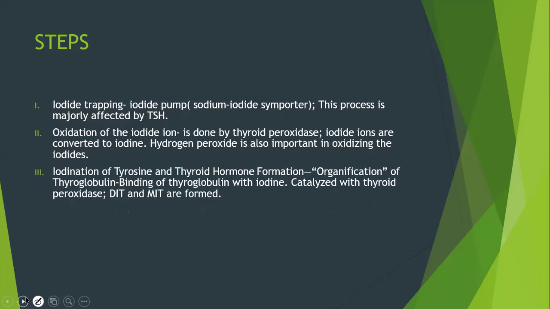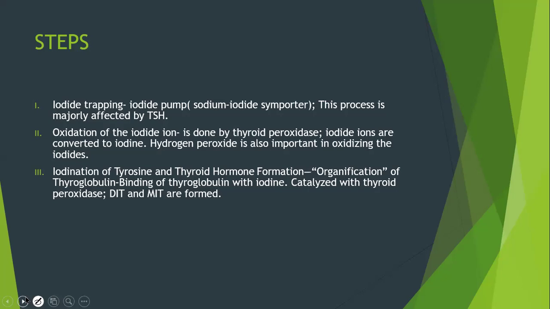Then the third one will be iodination of tyrosine and thyroid hormone formation, what we call organification. So after we have formed our iodine, it will be combining with thyroglobulin in different proportions. When it does so, it is going to form DIT and MIT. DIT is diiodotyrosine and MIT is monoiodotyrosine. So in short, when I take two iodine molecules together with thyroglobulin, I'm going to form diiodotyrosine. But when I take only one iodine molecule, I'm going to form monoiodotyrosine.